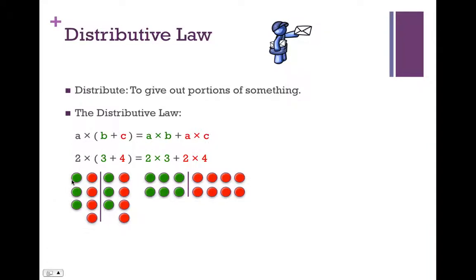And here's the example. We have 2 groups of 3 plus 4. Here's 3, here's 4, and we've got 2 groups of them, which of course equals 14. Now that's exactly the same as having 2 groups of 3, 2 rows of 3 columns, and adding that to 2 rows of 4 columns, which is 8, and also 14. So you can see here there are 6 greens and there are 8 reds, and the answers are exactly the same. Thank you.